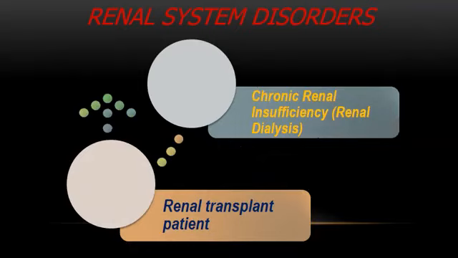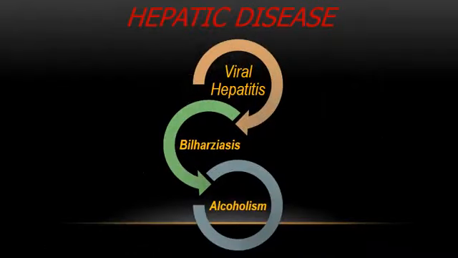In the renal system, we have two major entities: the chronic renal insufficiency, the renal dialysis patient, and the renal transplant patients and patients who had other transplanted organs. When we discuss the hepatic disorders, we need to clarify the causes of such hepatic failure and hepatic disease, among or on the top of which is the viral hepatitis. Then in the warm countries like Egypt and India, we face bilharziasis, and last but not the least, the alcoholism.